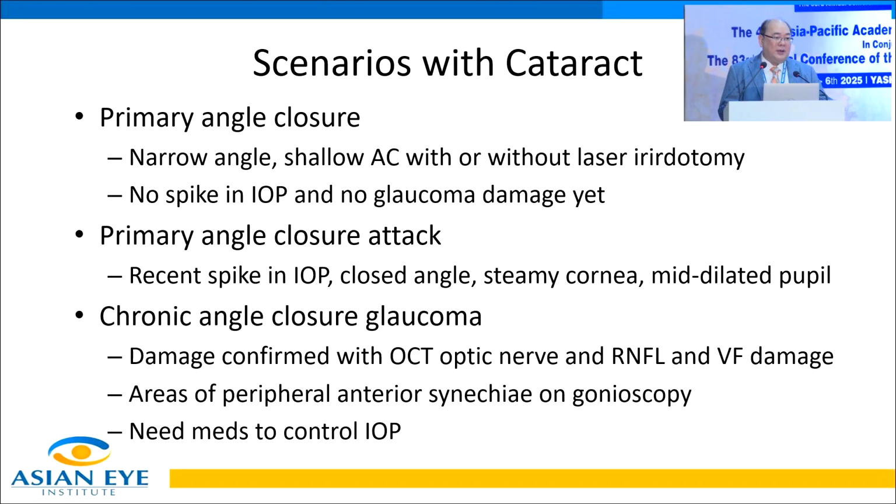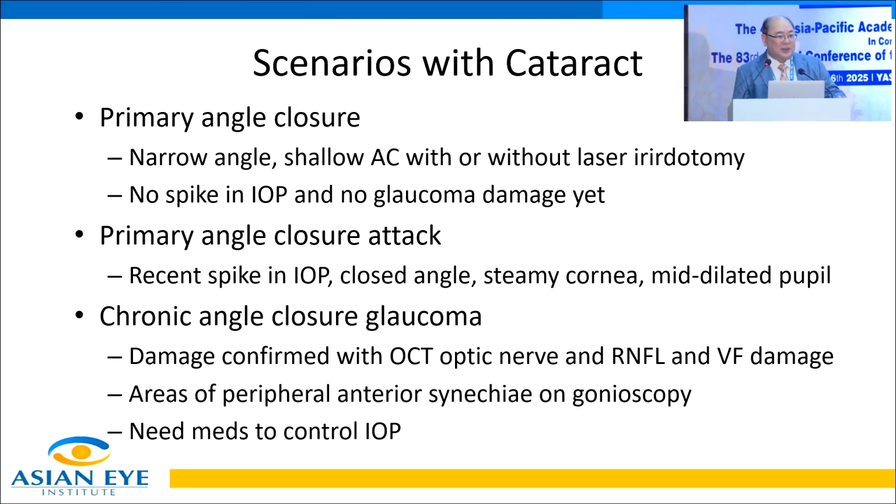So, the scenarios. There are three possible scenarios when we encounter angle closure. One is the benign primary angle closure, wherein they have narrow, shallow chambers, but nothing has happened yet. The next scenario is when they come to you with an attack and with a glaucoma. And the third scenario is they've had an attack or they've had glaucoma for some time. The eye seems quiet, but they're there for cataract surgery. So these three scenarios may have a little bit of differences in approach.